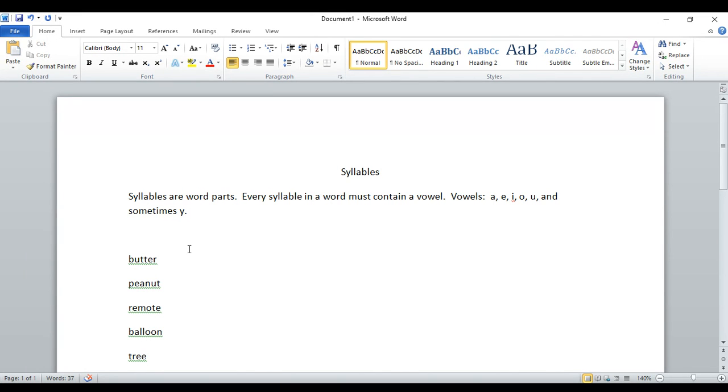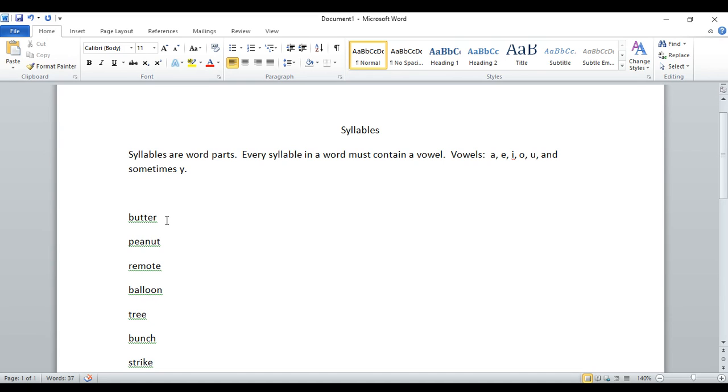So if we look at these words down here, the first one we have is butter. I know a lot of times whenever kids figure out syllables, they want to clap them out, and that's an okay method. So if we clap out butter, butter, that's got two syllables. The U is in the first syllable, and the E is in the second syllable. The E is controlled by the R, so it's an R sound. So this has two syllables.